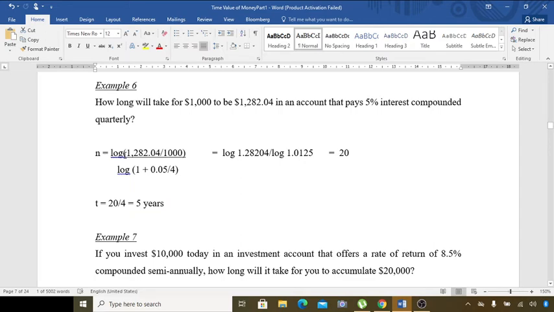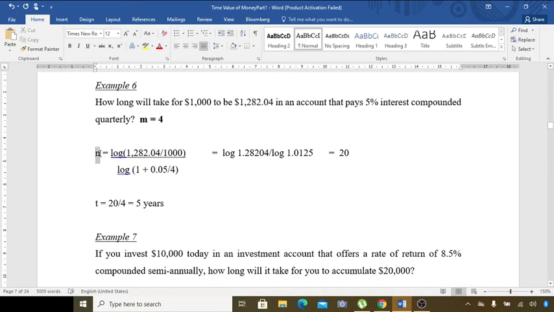All right, let's look at another example. Now, how long will it take for 1,000 to be 1,282.04 in an account that pays 5% interest, but now it is compounded quarterly? So if compounded quarterly, remember M equals 4, because of compounded quarterly. This is important. Now you can skip the long workings, assuming that you have done all those workings.